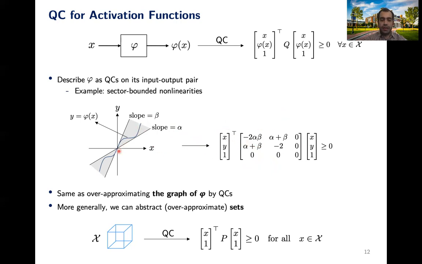However, this function phi is not the only function for which this quadratic constraint is satisfied. Actually, any function in the shaded region in this sector satisfies this QC. So what the QC description of the activation function is doing is over approximating the graph of this function, which is a set in 2 dimensions, by this shaded area. Given this interpretation, we can abstract or over approximate sets in general, and for the particular case of nonlinearities, this set is induced by the graph of the nonlinearity.